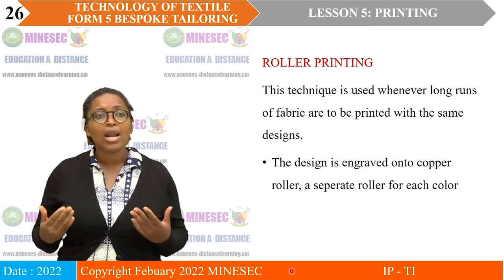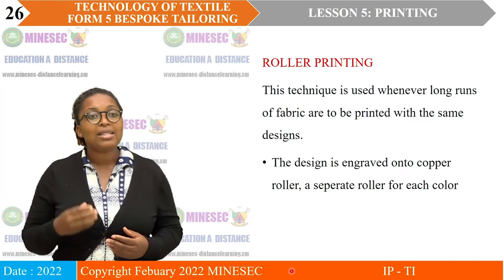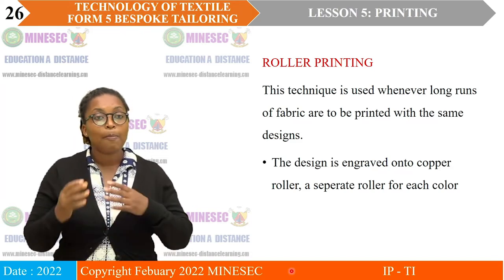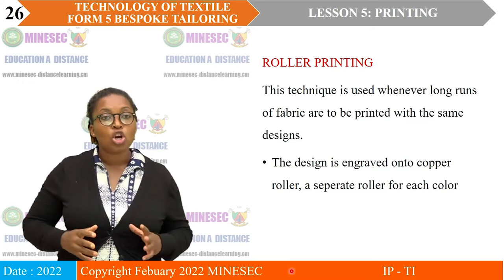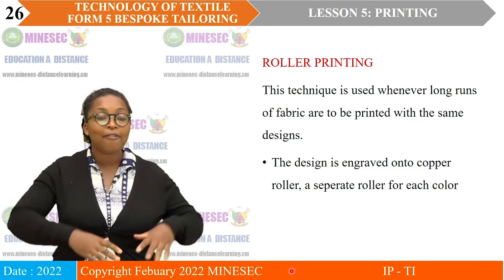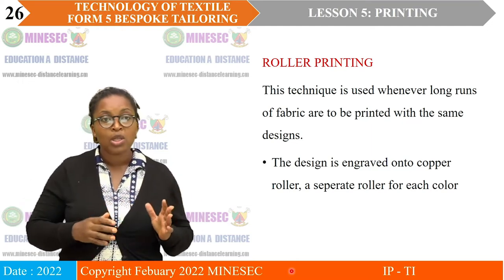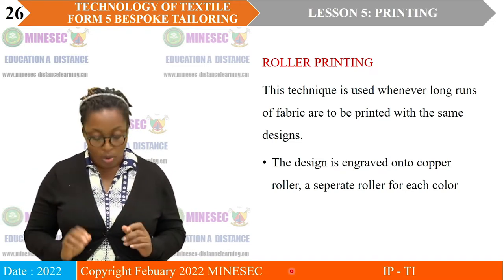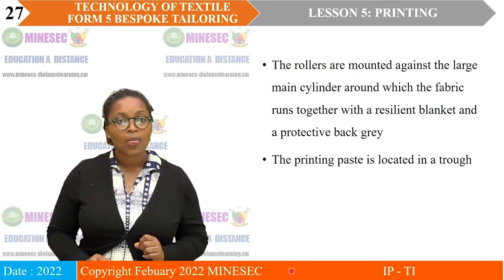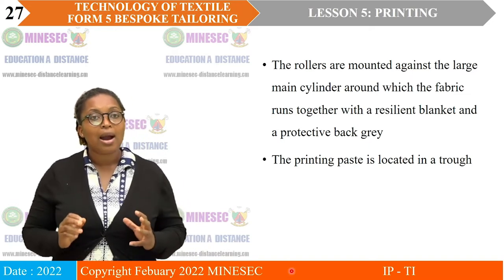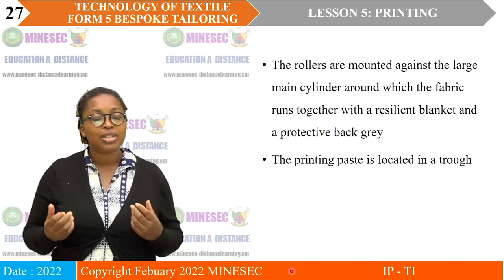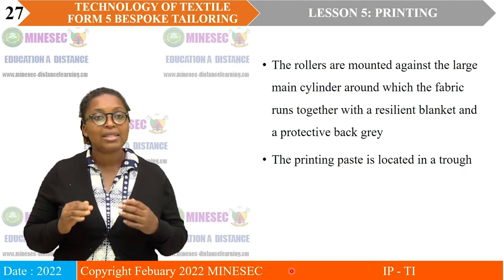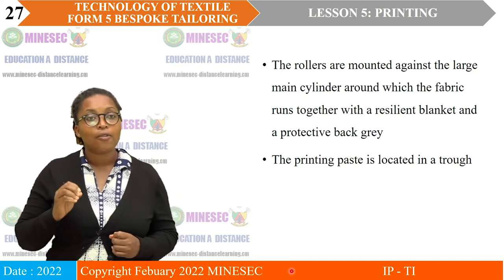So how does roller printing operate? The designs are engraved on a copper roller, that is, a separate roller for each color. So if you have 10 colors, it means you will have 10 rollers. So the designs are engraved on a copper roller. And the rollers are mounted against a large cylinder, around which the fabric runs together with a resilient blanket and a protective back gray.